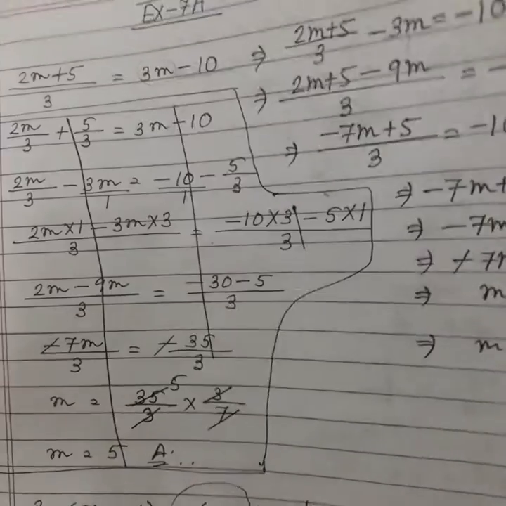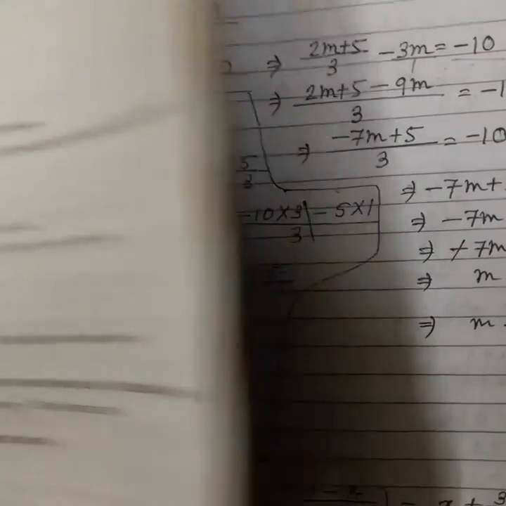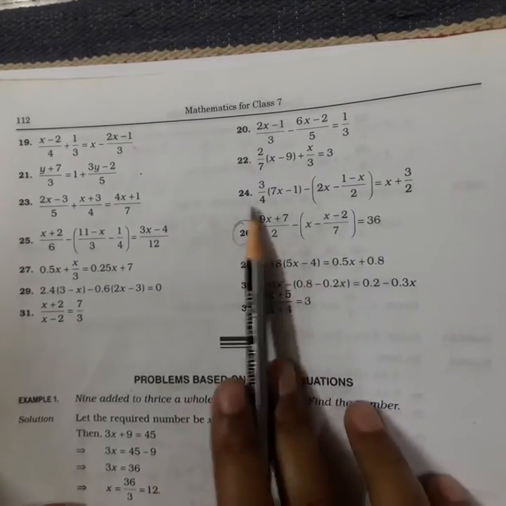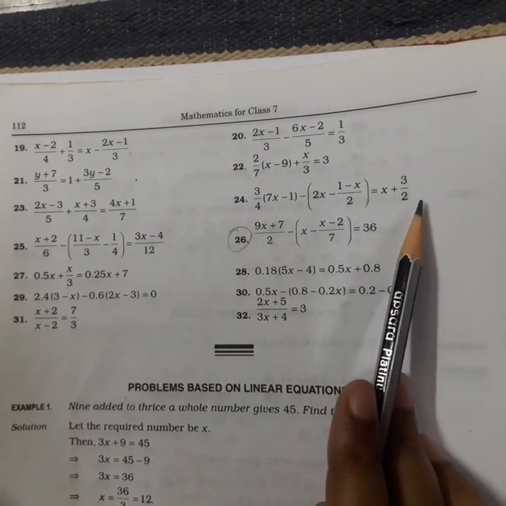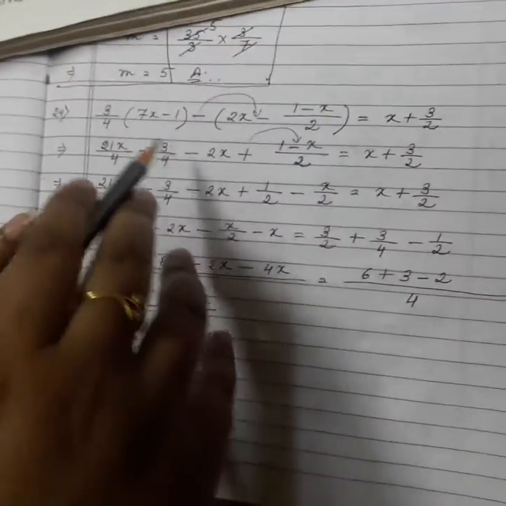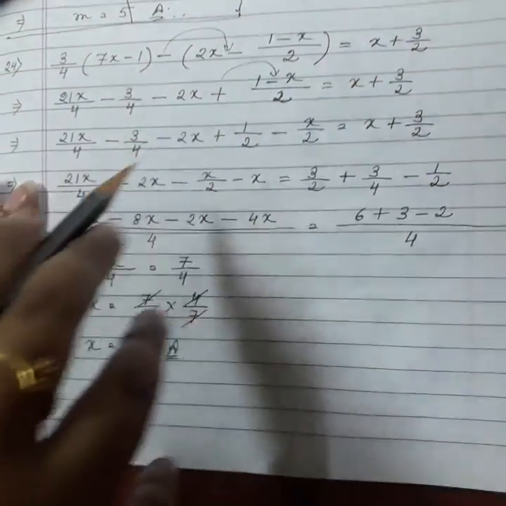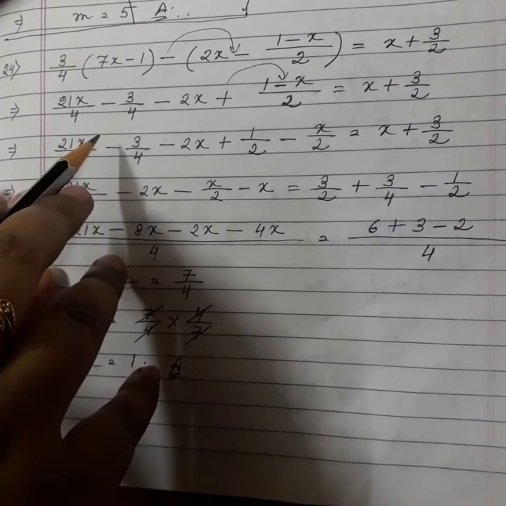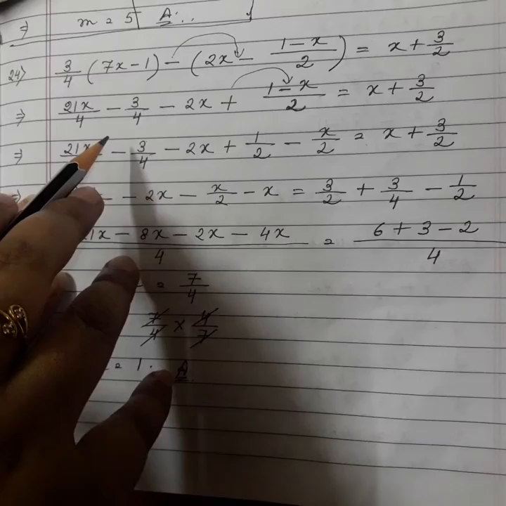Next I have done question number 24. Question numbers 24, 25, 26, these are the same type of sums. This one is a larger one, that's why I have solved this. So see that in question number 24, a bracket is given here. Whenever a bracket is given in your equation, the first work is you have to split the bracket.